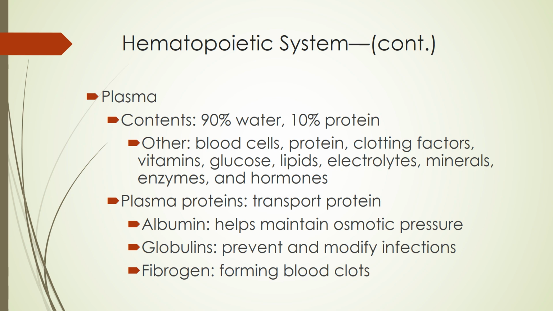Plasma contains 90% water and then 10% proteins. Other components are blood cells, proteins, clotting factors, vitamins, glucose, lipids, electrolytes, minerals, enzymes, and hormones. So there's a lot of stuff floating around there. Plasma proteins are transport proteins. There's albumin, which is formed in the liver and is the most abundant protein in plasma. Then there's globulins, also known as immunoglobulins, which help with infections. And fibrinogen helps with the clots and is one of the clotting factors.